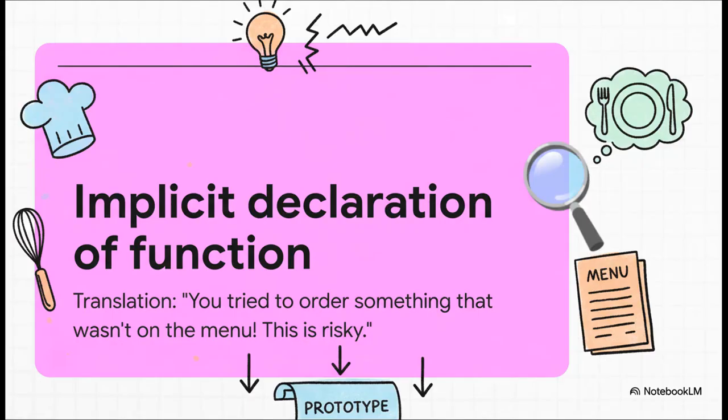You've probably seen this warning before, right? Implicit declaration of function. What does that even mean? Well, in our restaurant analogy, it's the compiler screaming, "Hey, you just tried to order something that wasn't on the menu." It's telling you that you forgot the prototype. The compiler might try to guess what you meant, but it's basically saying, "This is super risky, and I don't like it." If you see that warning, it's a dead giveaway you're missing your menu.